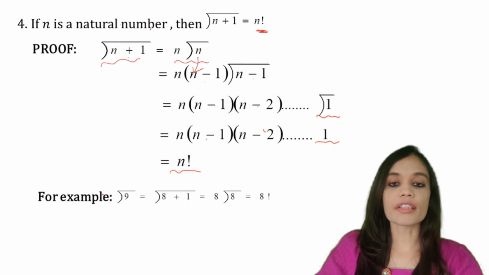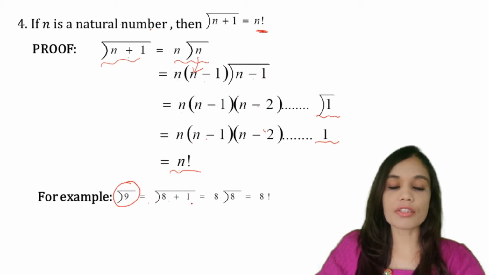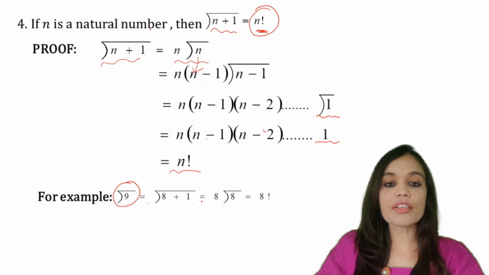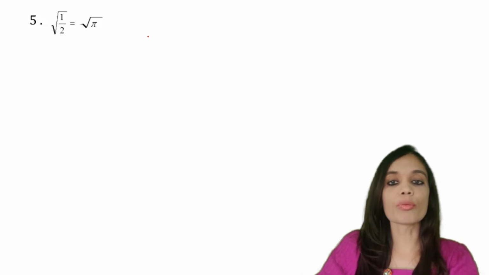Okay, so now let us study one example. We have to find the value of gamma 9, which can be written as gamma 8 plus 1, right? Now we know gamma n plus 1 will be equal to n factorial. So here the answer will be 8 factorial.